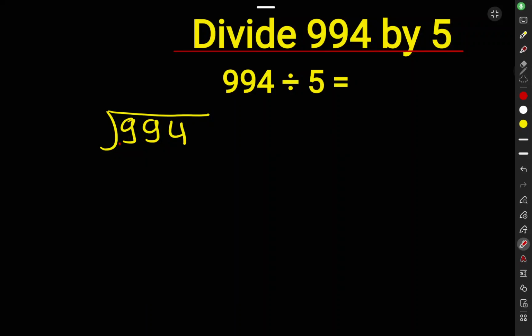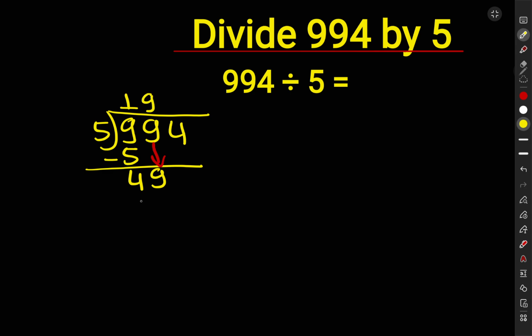We divide 994 by 5 in a long division method. 5 times 1 is 5. On subtracting we get 4. So now we put down this 9 and it is 49.